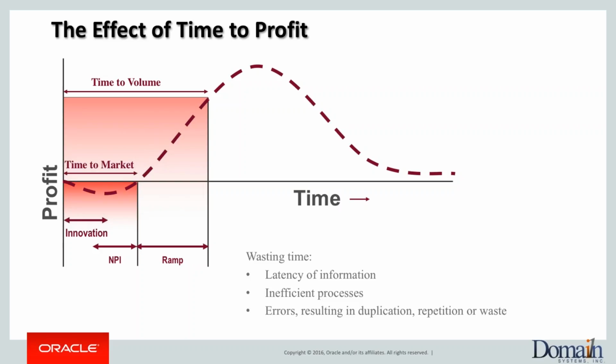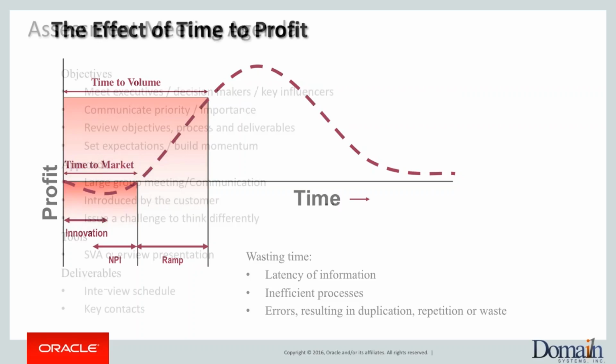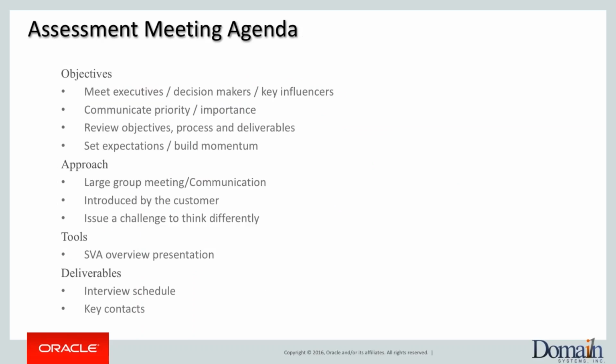Most of these things are due to inefficient processes. Errors result as a result of duplication and repetitively wasting time entering data into another system, and so on and so forth. So the goal here is to condense and reduce that time to volume. One way we do that is through these value assessments, and this value assessment is made up of an evaluation of your particular deployment of Agile.